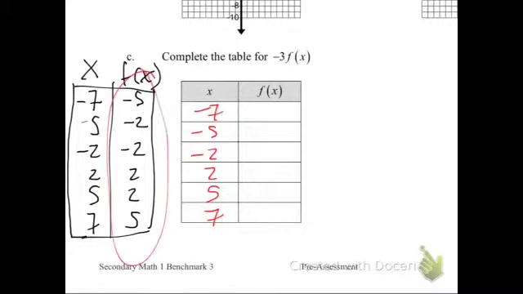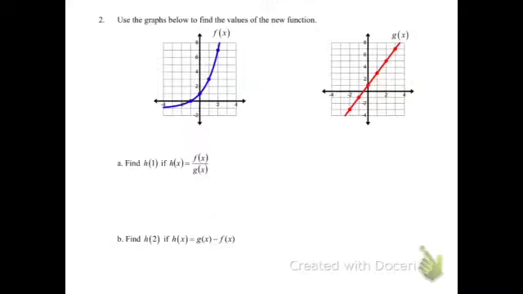And we're going to take all our y values and times them by -3. -5 times -3 is 15. -2 times -3 is 6. 2 times -3 is -6. You're going to get -6 and -15. And that's done. Moving on to the back side, you had to get h of 1 or h of 2.